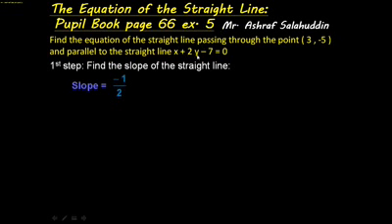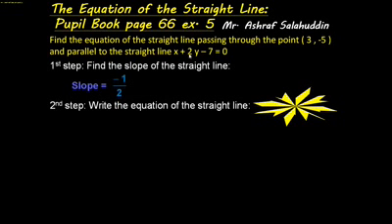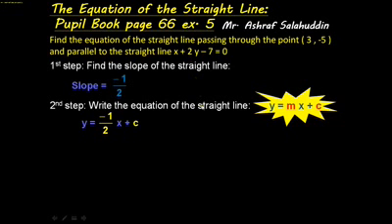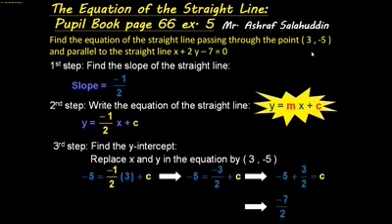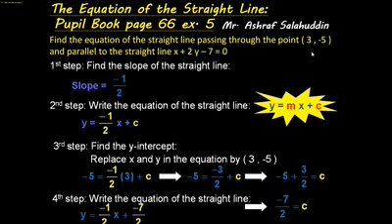Some students will find the slope of this equation by taking negative the coefficient of x over the coefficient of y, which is the same. The second step, I'm going to write the equation of the straight line, which is y equals mx plus c. So y equals negative half x plus c. To find c, I'm going to replace x and y by the point 3 and negative 5. It's a simple question. So negative 5 equals negative half times 3 plus c, which is negative 5 equals negative 3 over 2 plus c. So c equals negative 7 over 2, and the equation of the straight line will be y equals negative half x plus negative 7 over 2, or minus 7 over 2.